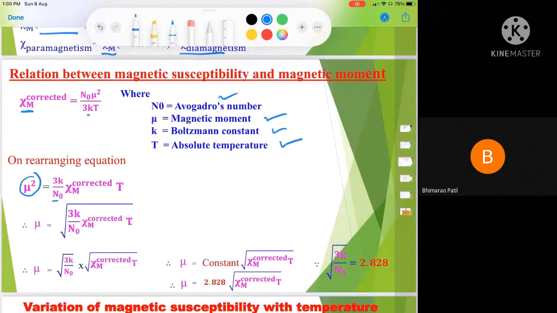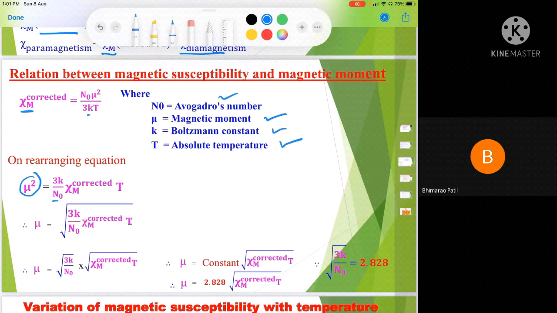Then if you divide that into two parts, because k is the Boltzmann's constant, it is constant, and N0 is Avogadro's number, it is also constant, and 3 is also constant, therefore that is taken outside: root of 3k upon N0 into root of corrected molar susceptibility into the temperature.